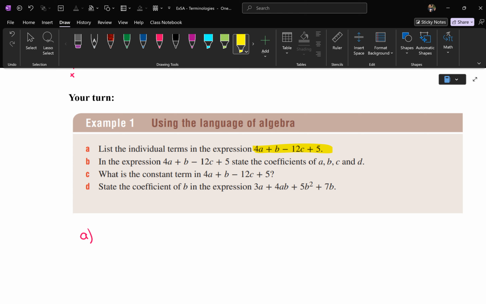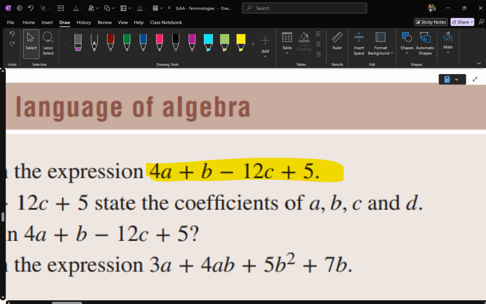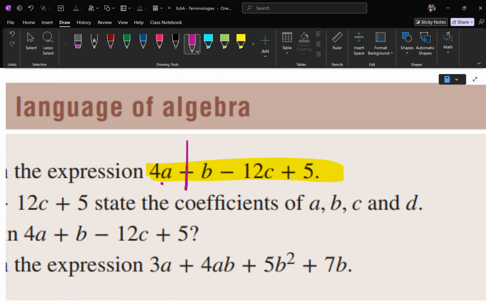So here in this expression, they're asking us to list the individual terms. So remember, the terms are all separated by a plus or minus sign. So in this situation here, we can see that for a, I'm adding, so plus, that separates the term. So I've got one term here, plusing a b, so that's my second term, and then I'm minusing a 12c, so that's separating it again. So every time you add or subtract, it separates the terms, right?